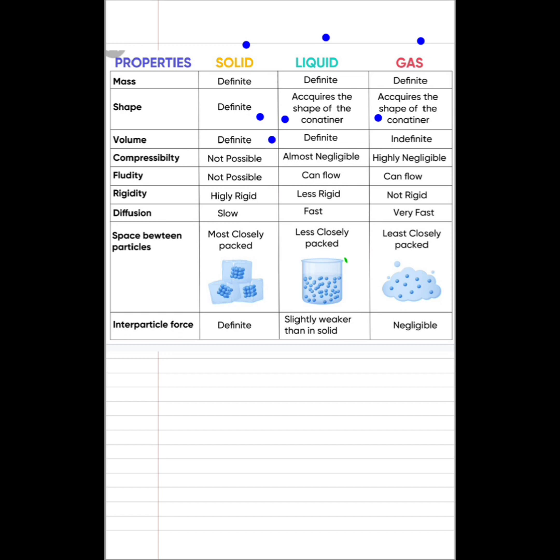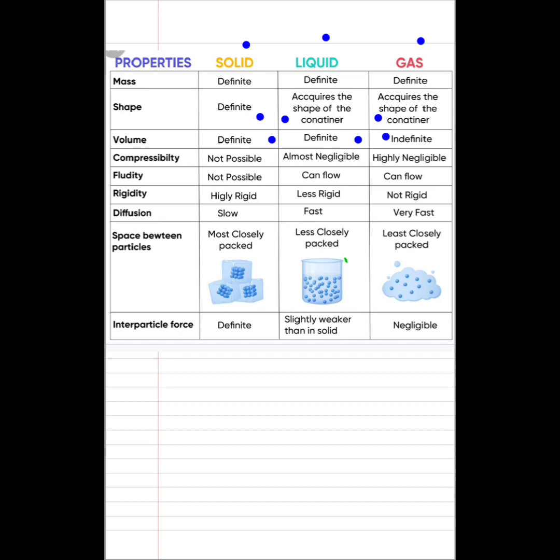Volume: solid has definite volume, liquid also has definite volume, because when we transfer 100 ml of liquid or 100 ml of water from that beaker to any jar, the shape will change but the volume will remain the same. But in case of gas, the volume is indefinite. This we will learn in the next pages.